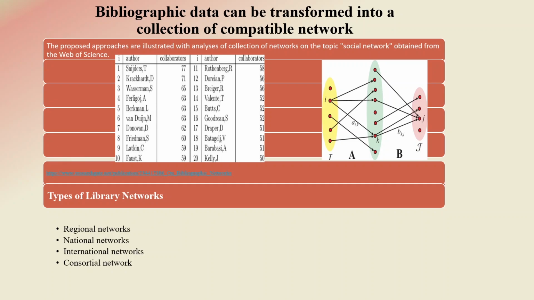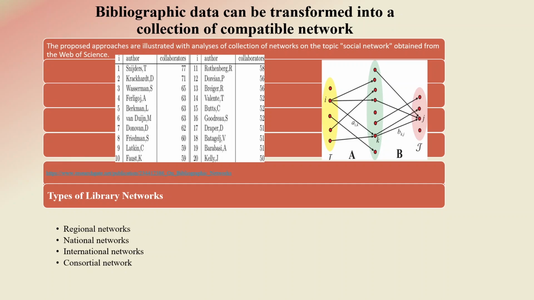So these bibliographic data can be transformed into a collection of composite networks. I am just showing you one of the composites: how this data is structured, how the data is interoperable, how this data is changing. I have given the source also. From this source, you can go to this place and access it.